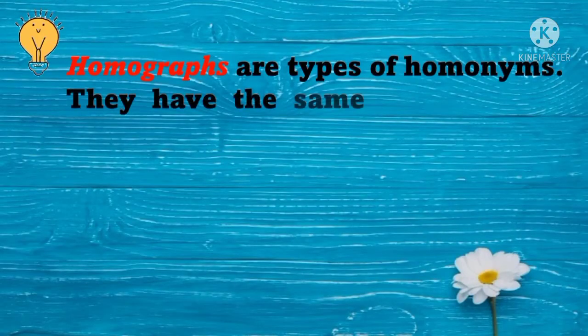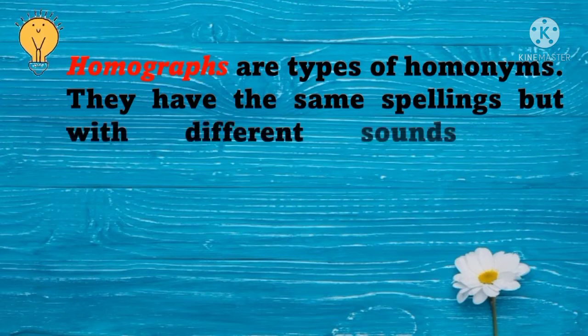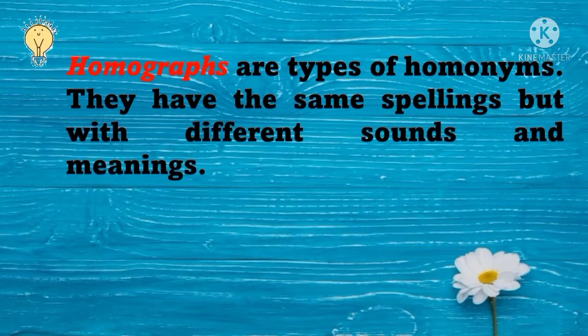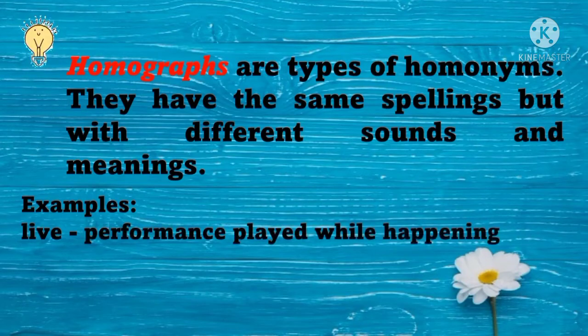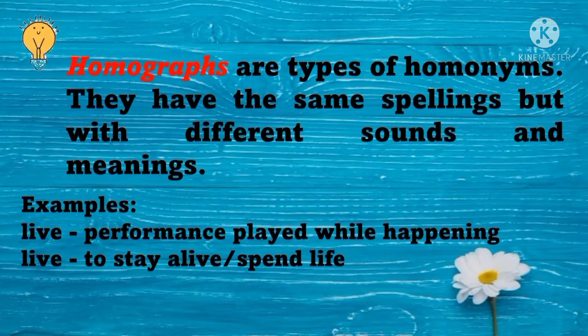Here are things to remember. Homographs are types of homonyms. They have the same spellings but with different sounds and meanings. Examples: live. It means performance played while happening. The next one is live, to stay alive or spend life.